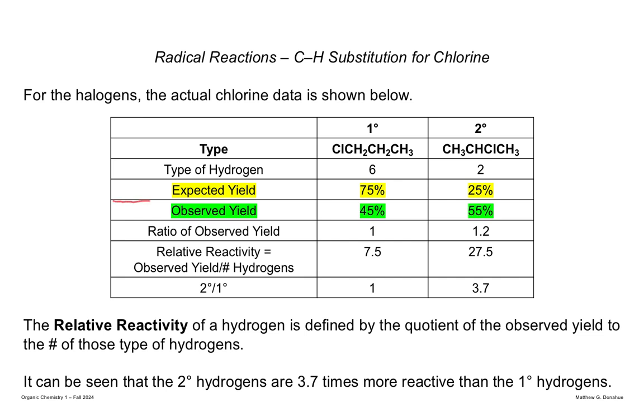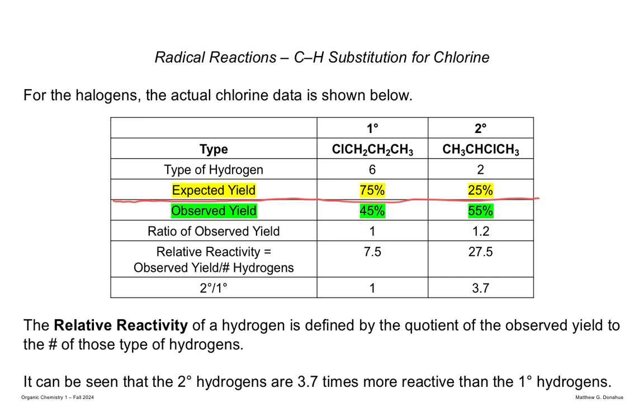Everything below this line is new for the discussion here. As highlighted in green, it says observed yield. So you get a 45% yield of the primary substitution product and a 55% yield of the secondary. And you can see it doesn't match the theory.